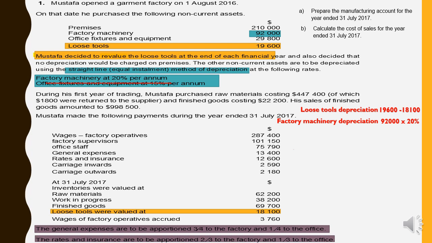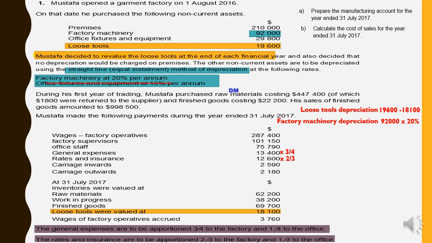So first we see the general expenses. General expenses is 13,400, you need to times it with 3/4. That will become your general expenses for the factory. And rates and insurance also times 2/3, because only that portion is for your factory. So we'll put it in the factory. Next, we will classify which one goes where.